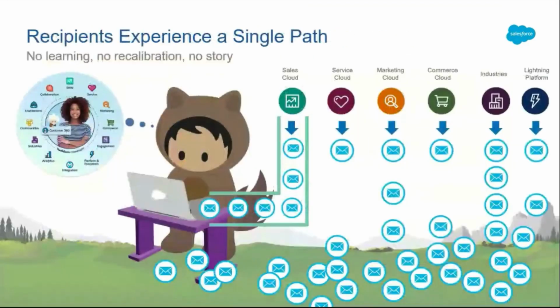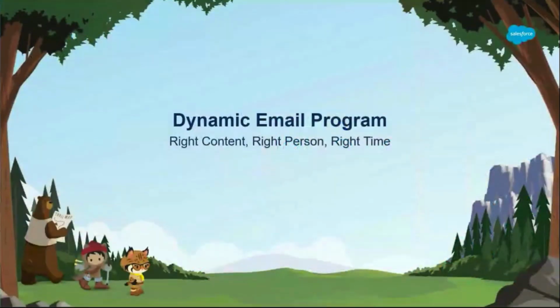And then from the customer standpoint, what was happening is the customers were getting a single stream of consciousness instead of actually getting the richness of seeing different product offerings across the Salesforce ecosystem, because all the products actually work together. And so we wanted to make this really dramatically different and put the choice of the content back in the user's hands. And so that's how we ended up with the dynamic email program.